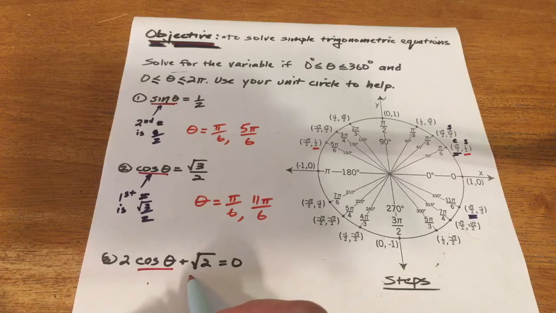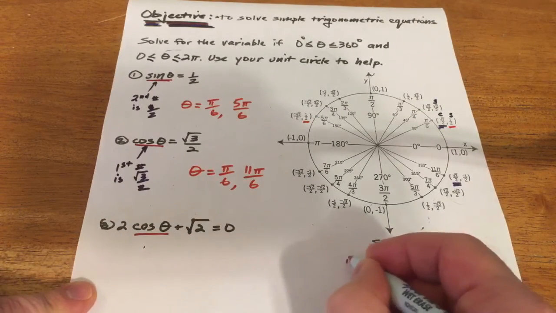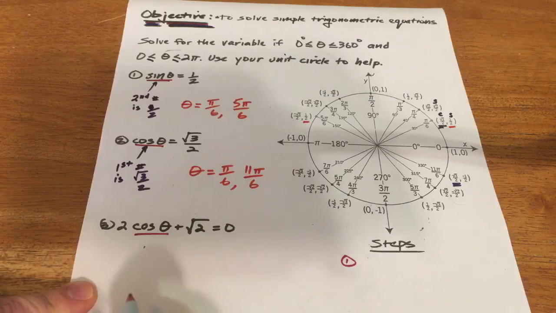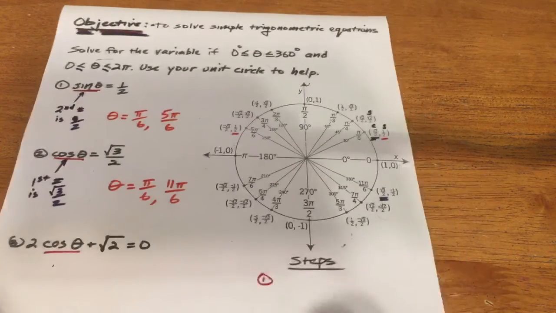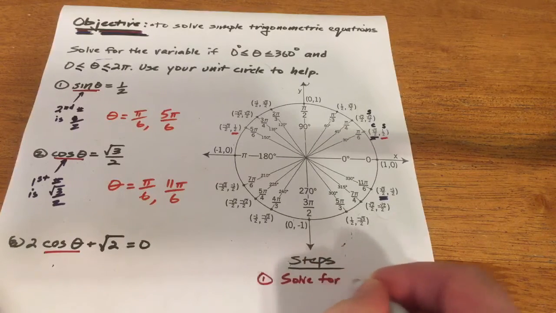And so in general, what are the steps when the problems get just a little bit harder? Well, let's write this out. What we want to do, first of all, when the problems get a little bit harder, is solve for the trig function. Let's go ahead and write that down here. Solve for the trig function.